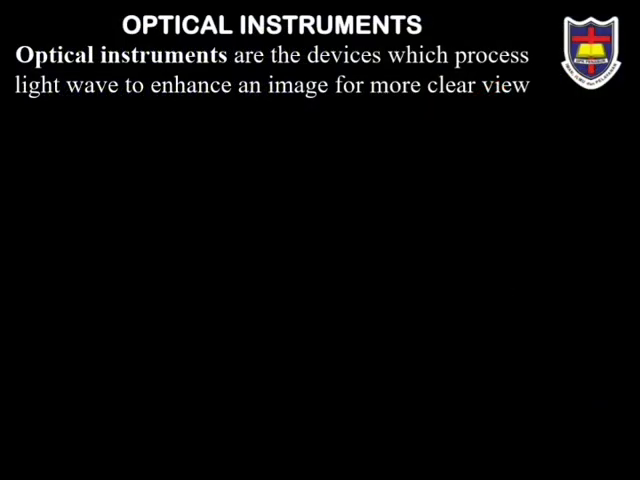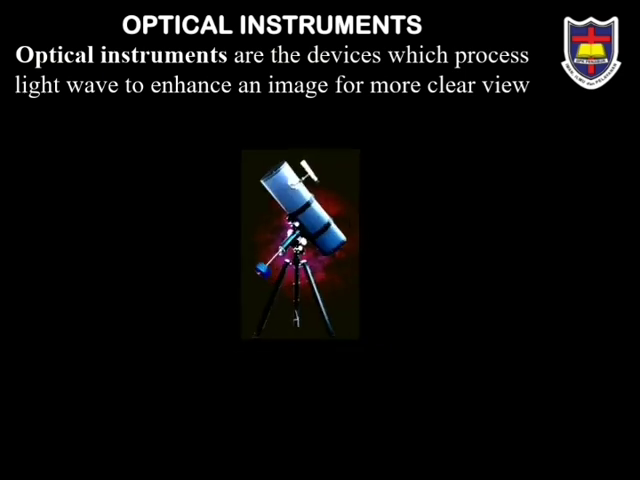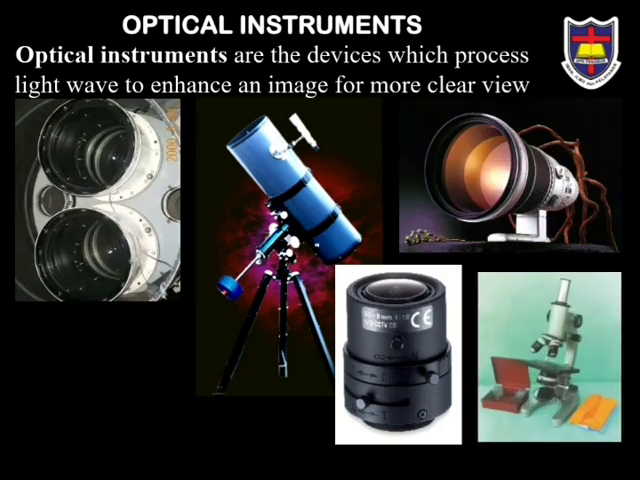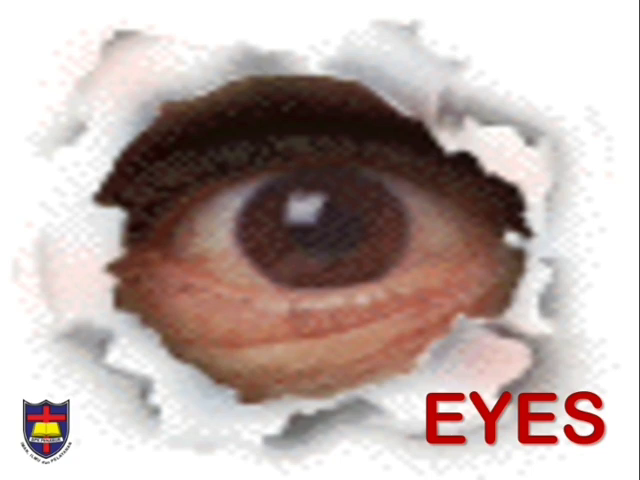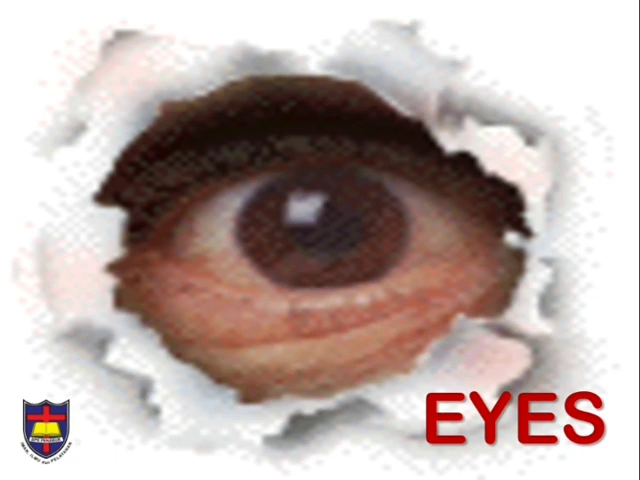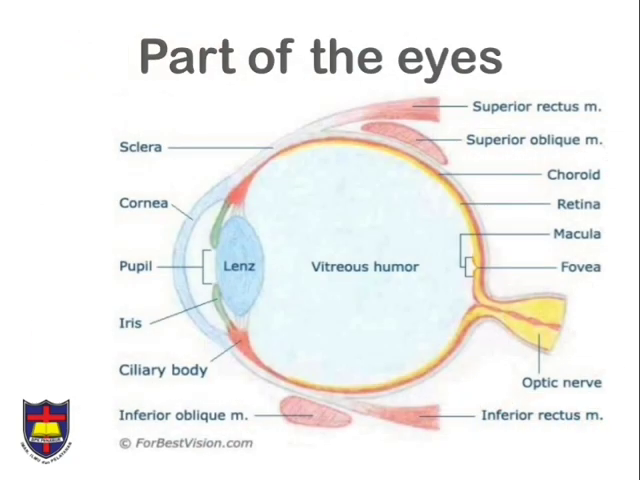Optical instruments are the devices which process light wave to enhance an image for more clear view. Next, how do we see the object around us? Yes, with our eye. It is the most important organ of the human body which enables us to view all things around us. An eye is one of the most important optical instruments. Now let us study the part and the function of the human eyes.